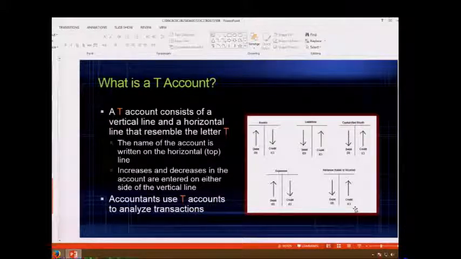C-O-N-T-R-A. That term is in your book somewhere. I can't remember where it's at. It's called contra, and contra just means against, right? So it's contraindicative, right? It means it's against that.